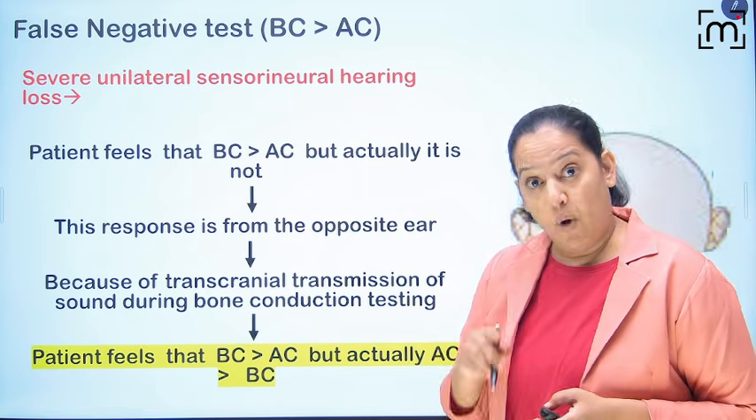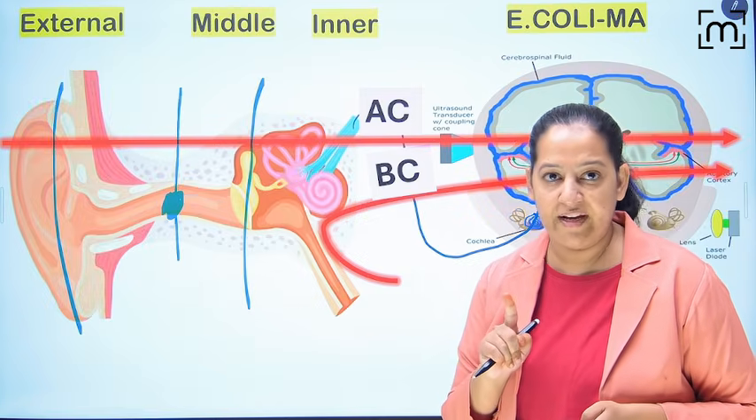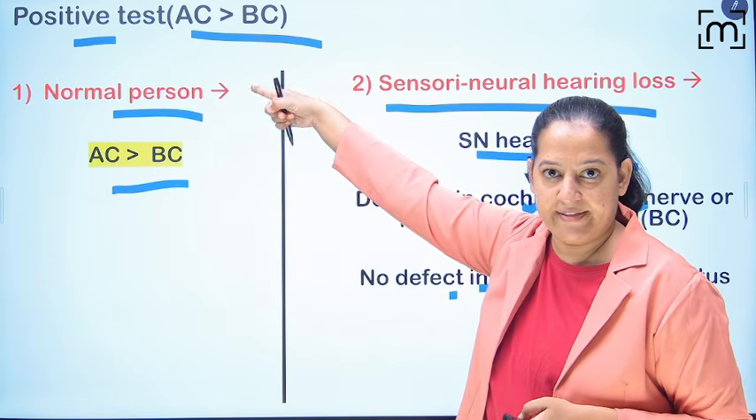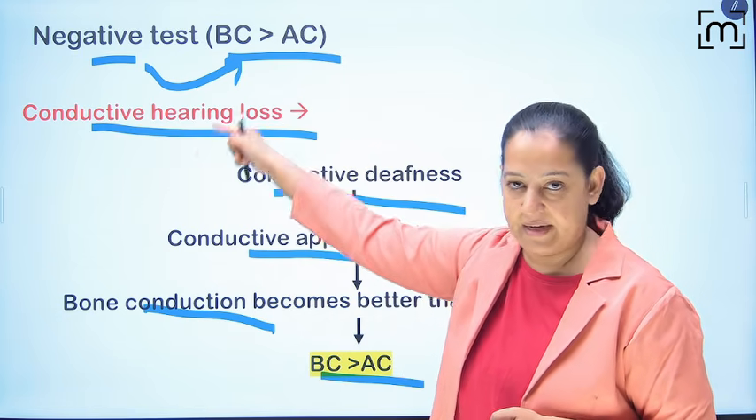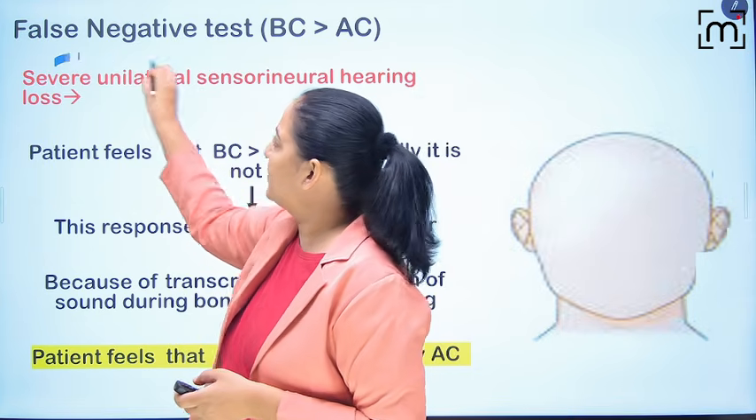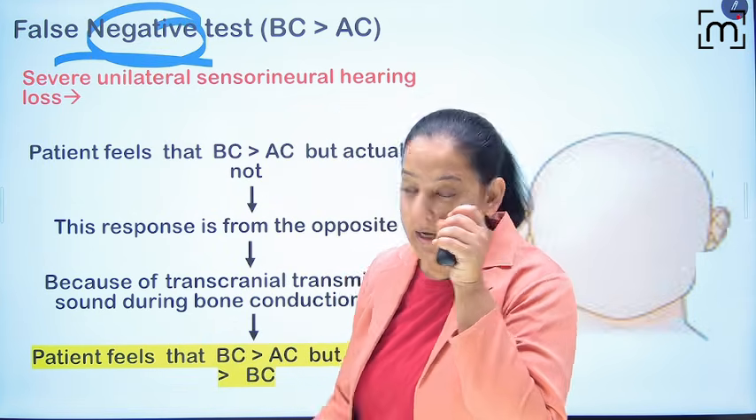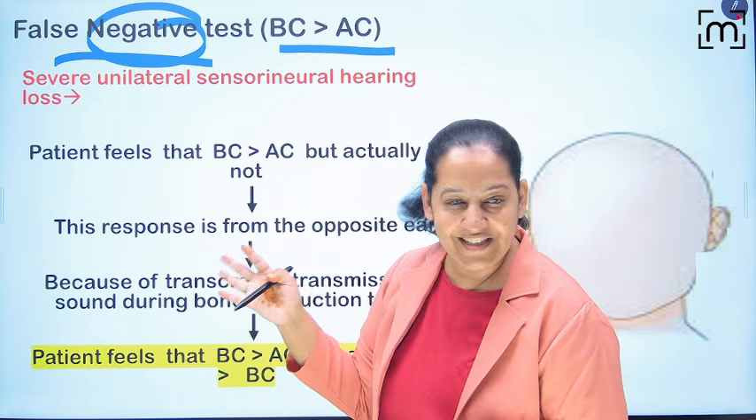Okay, now coming to the third condition. I told you, positive Rinne: AC greater than BC. What is negative Rinne? BC greater than AC. What is false negative Rinne? It is negative as felt by the patient, but actually not negative. Negative Rinne is BC greater than AC. The patient feels so, but actually it's not that. So that is the definition of false negative.